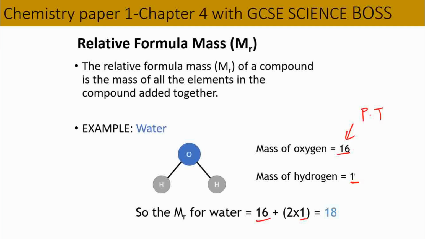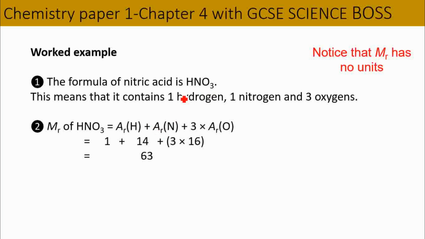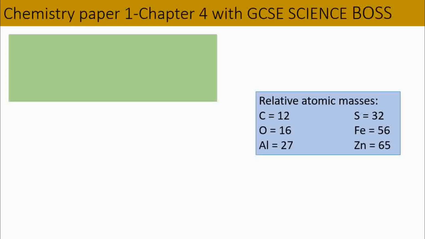Let's have a look at doing some calculations for some of these. Here's another example. We have nitric acid, which is the formula HNO3. It's very important that you remember that MR has no units. Hydrogen is 1, nitrogen is 14, oxygen is 16. We're getting all these values from your periodic table. So it's 1 times 1 plus 14 times 1 plus 3 times 16, and that gives you 63. Good.